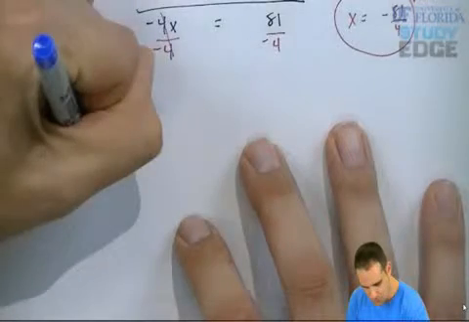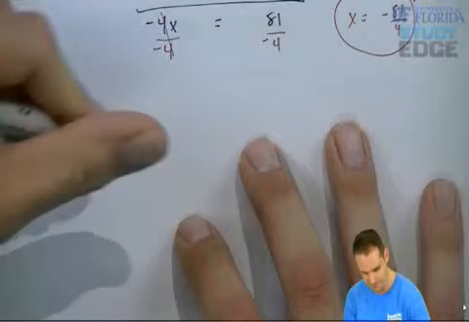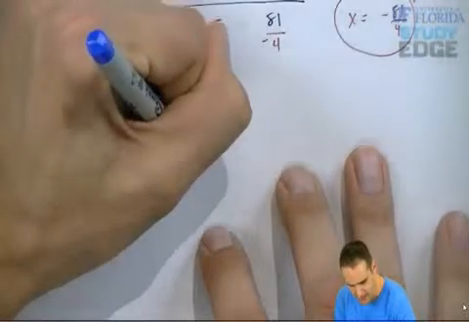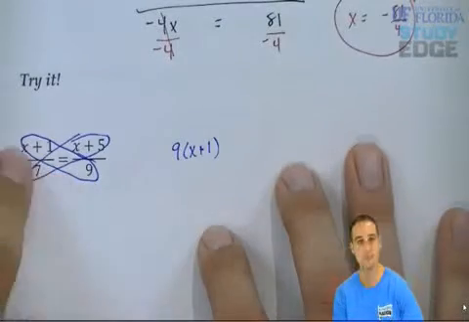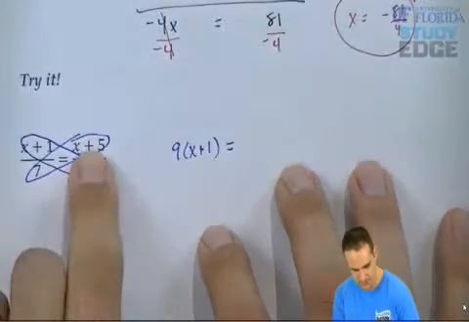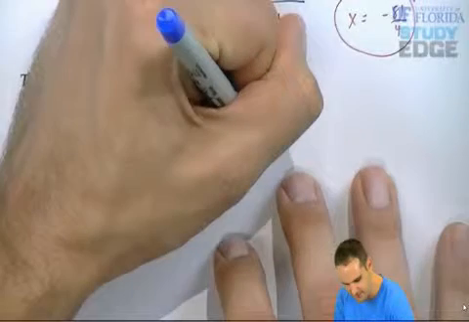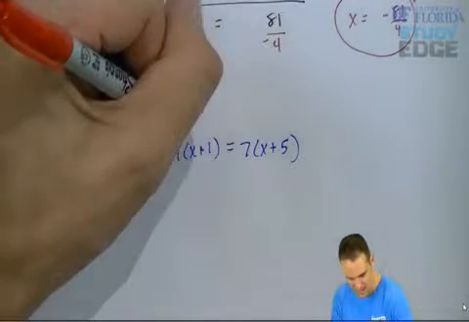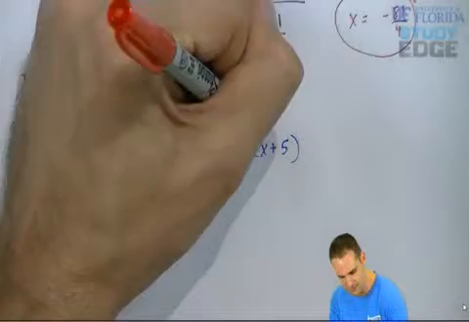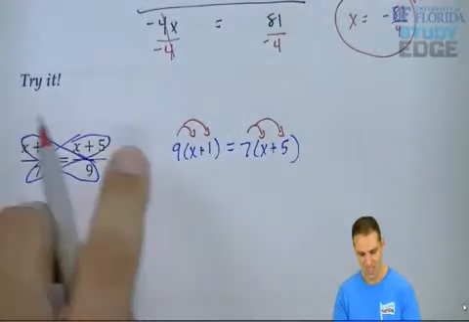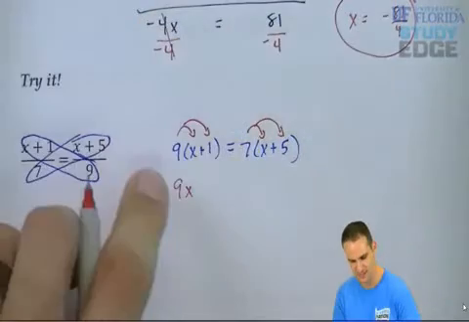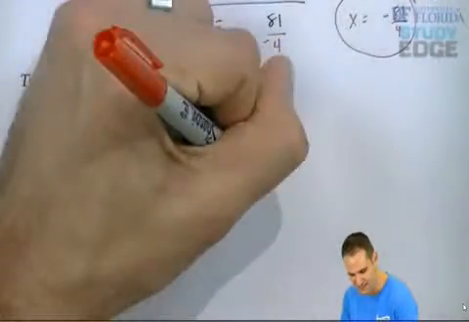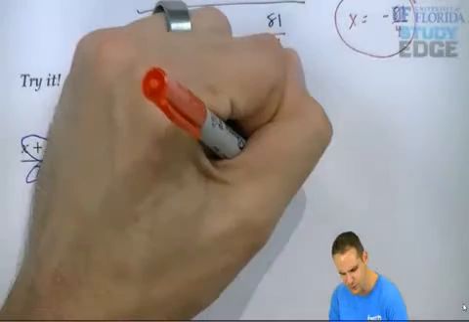In this case, we will cross multiply (x plus 1) times 9 and 7 times (x plus 5). So we have 9 times (x plus 1) equals 7 times (x plus 5). Next up, distribute. 9 times x, 9 times 1, 7 times x, 7 times 5. 9 times x, 9x, 9 times 1 gives you 9. 7 times x is 7x, 7 times 5 is 35.